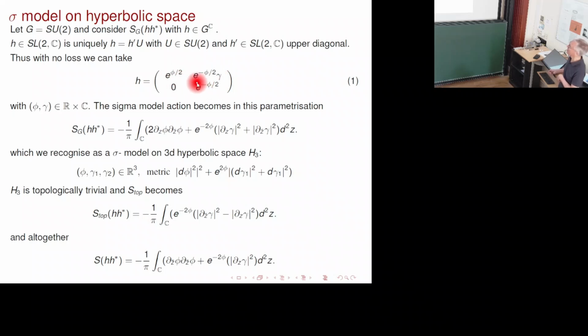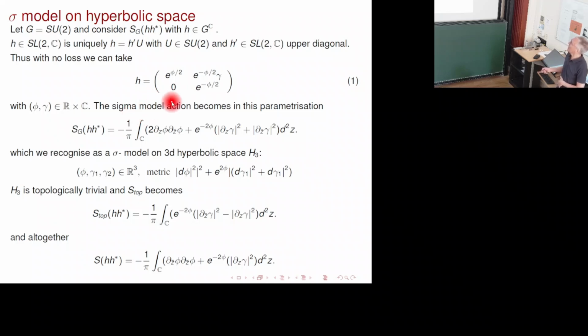The number and its inverse I call e to the phi over 2 and e to the minus phi over 2. That's just convention. And I put also the phi here. So here are coordinates in the space of positive matrices: 3 coordinates, 1 real and 1 complex, phi and gamma. So the space of positive 2 by 2 matrices is, topologically, just real numbers times complex numbers. No topology anymore here. Like SU2 is a sphere, but this is just 3-dimensional space.